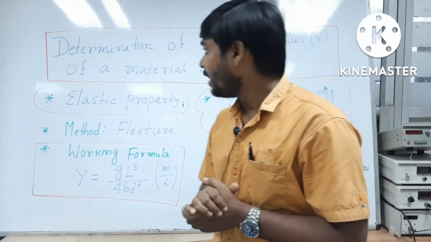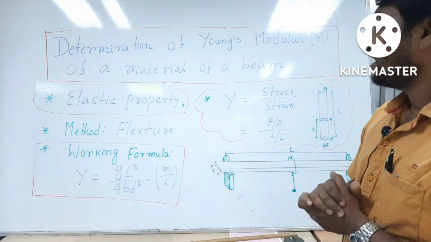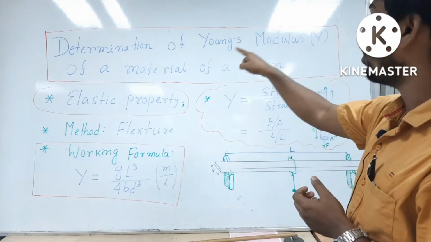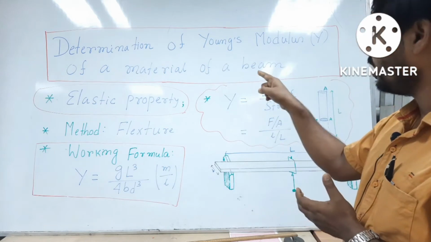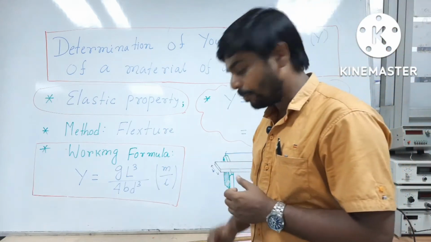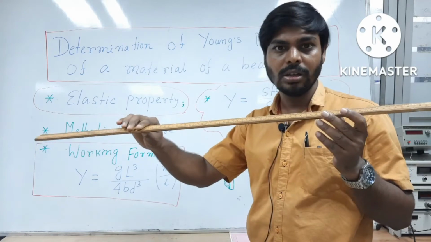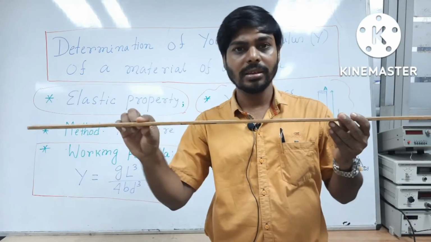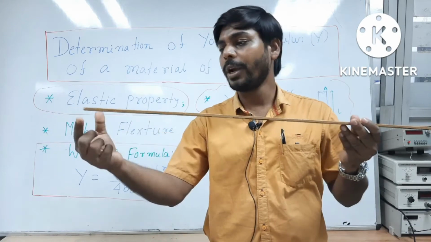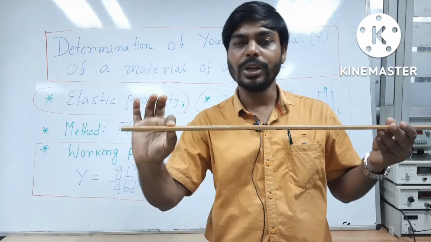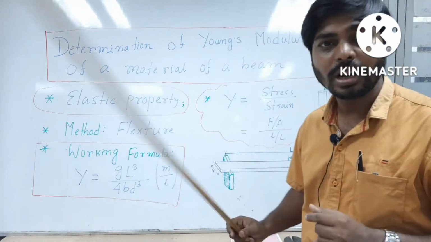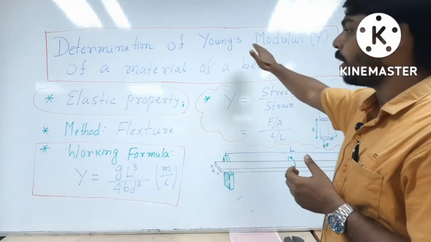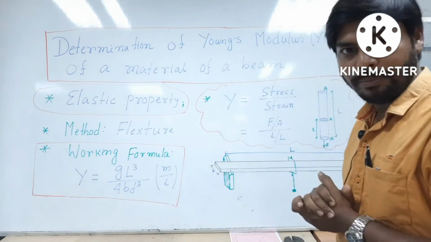So, today we have planned to discuss a very important experiment which is the determination of Young's modulus of a material which is in the form of a beam. As you know that beam is like that one, and what is the condition for the beam? For a beam, the length is much greater compared to its breadth and compared to its depth. This is the condition for any beam. So, we would like to find out the Young modulus for that beam.